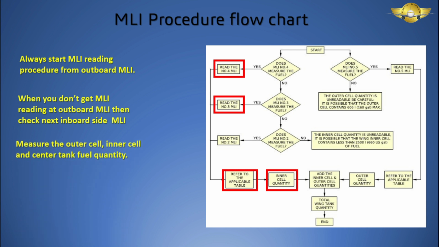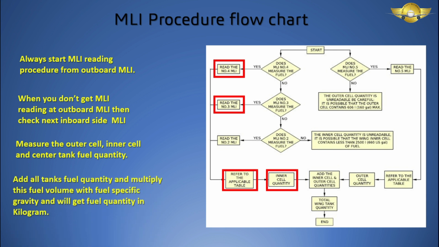Measure the outer cell, inner cell and center tank fuel quantity. After calculation of all tank fuel quantities, sum up all tank fuel quantities and you will get the total fuel quantity in volume. Multiply this total fuel quantity with the fuel specific gravity and you will get the total fuel in kilograms.